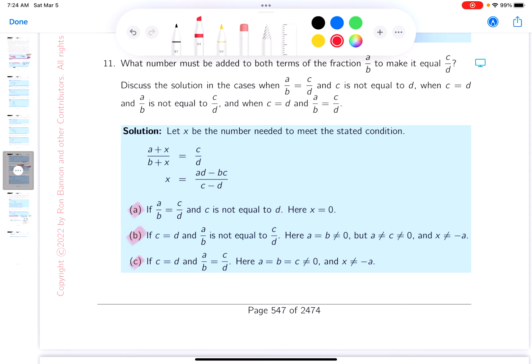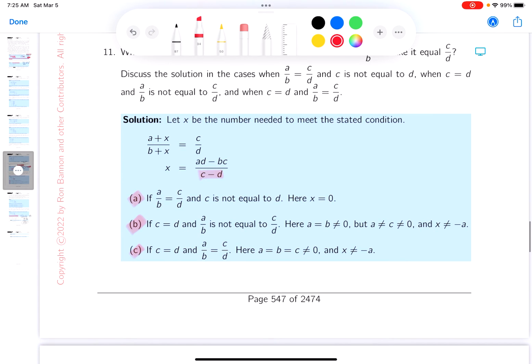What I'd recommend is you think about it, all right? So, if A over B equals C over D, and C is not equal to D, here x equals 0, all right? I want to point out that C not equal to D basically has to do with this over here, or a division by 0. All right, that's easy to think about, that one over there.